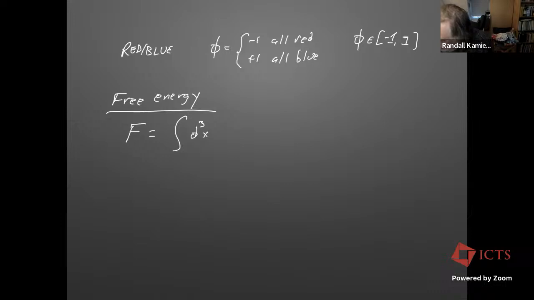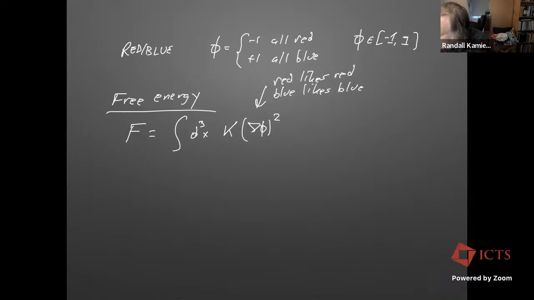And there's one term, which has some coefficient in front of it. I'll call it k, which says phi likes to be constant. So I write the gradient of phi squared. Why is this a good term? Why should I have that? Because red likes red, and blue likes blue.